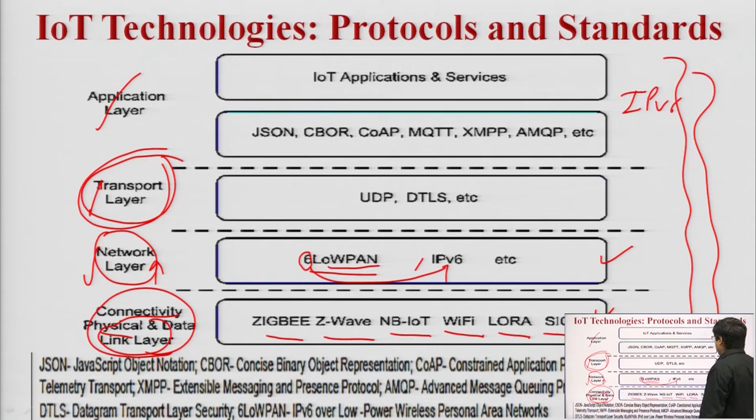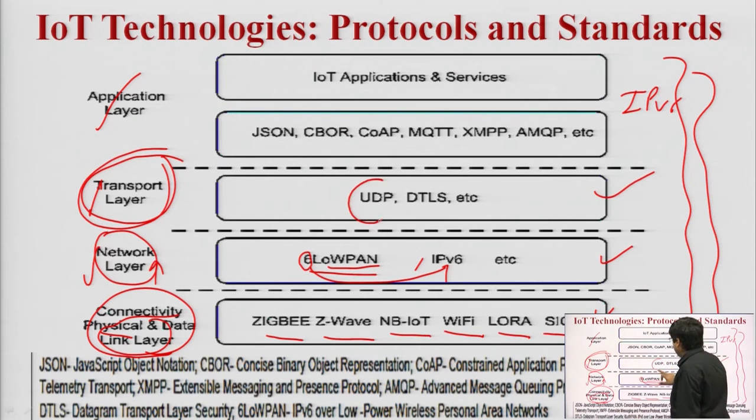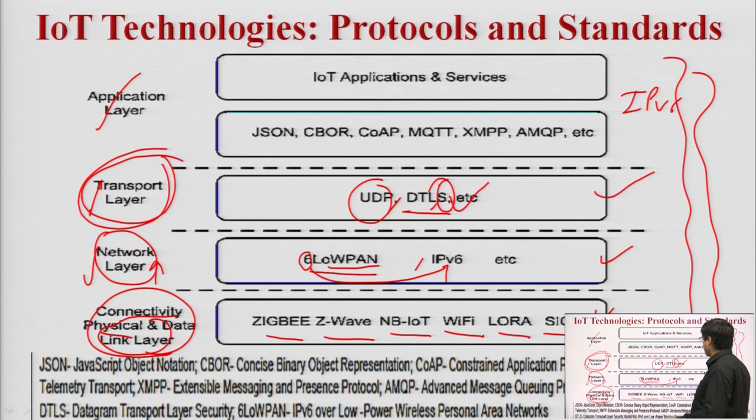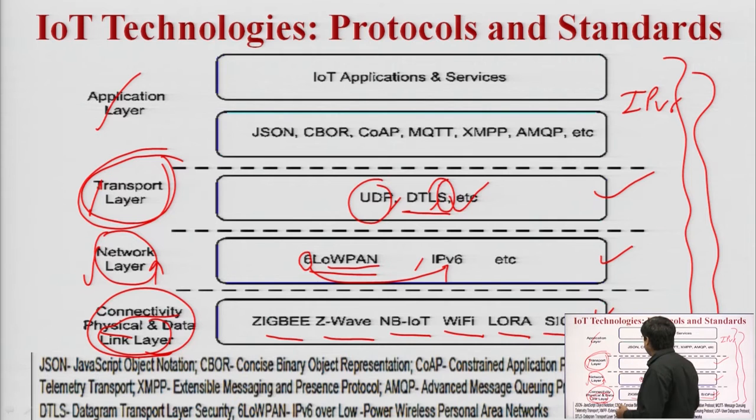So how can it be done? It can be done using UDP. UDP means user datagram protocol. After that, we have DTLS. DTLS means datagram transport layer security. This basically provides security to the packets which we are transferring from one location to another. After that, we go towards the application layer.